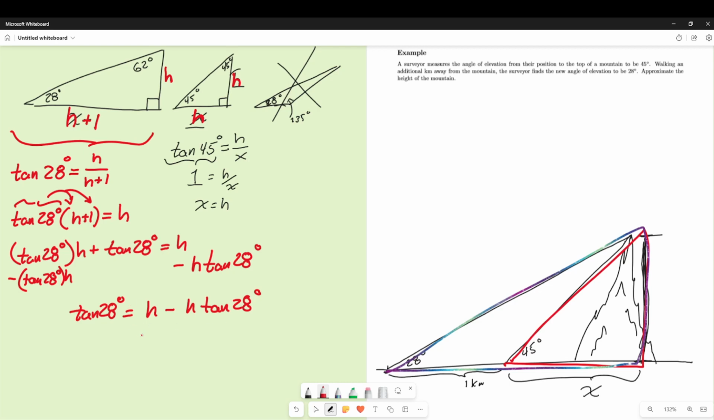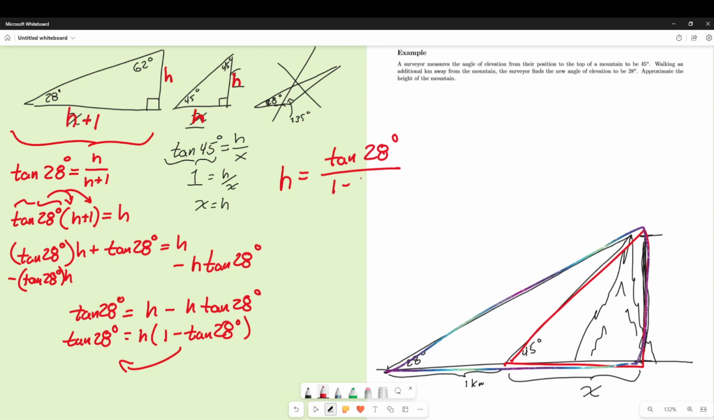Still trying to solve for h, so let's factor it out. h times 1 minus the tangent of 28 degrees equals the tangent of 28 degrees. And then divide that off. And we'll have h equals the tangent of 28 degrees, whatever that is, it's some number, over 1 minus the tangent of 28 degrees.